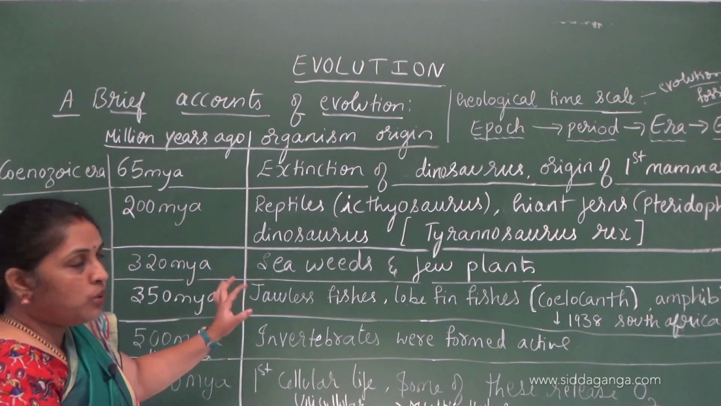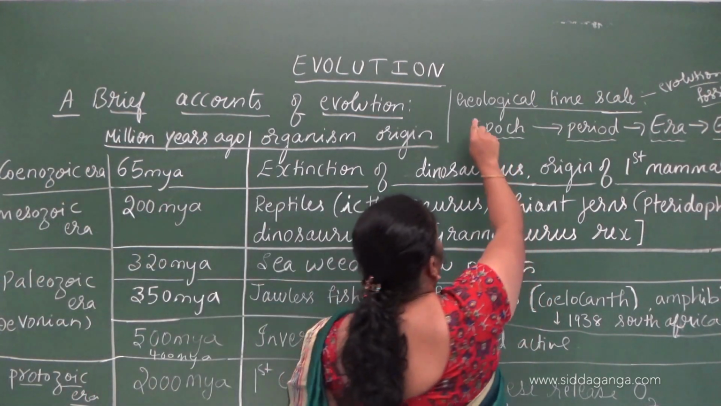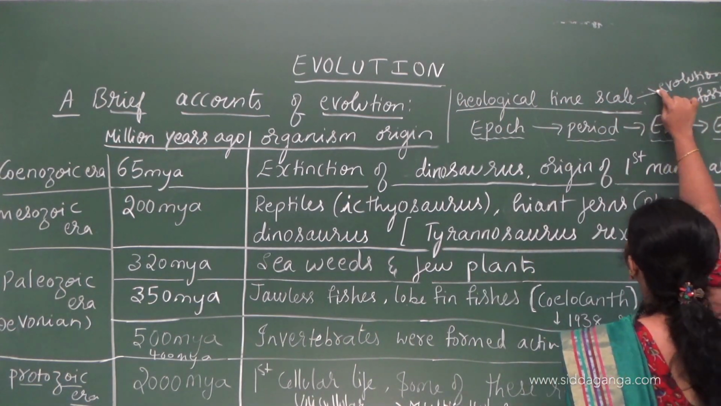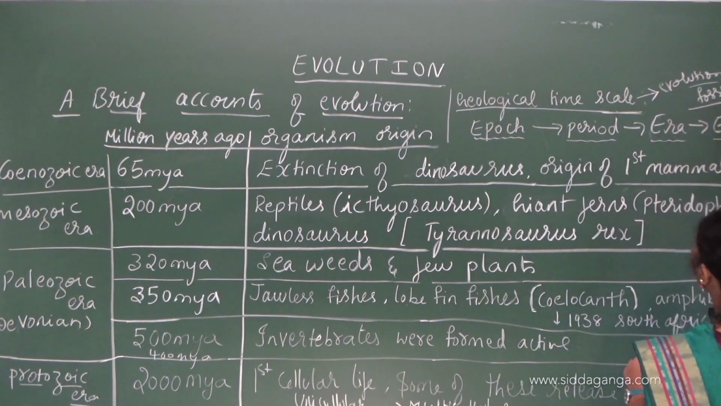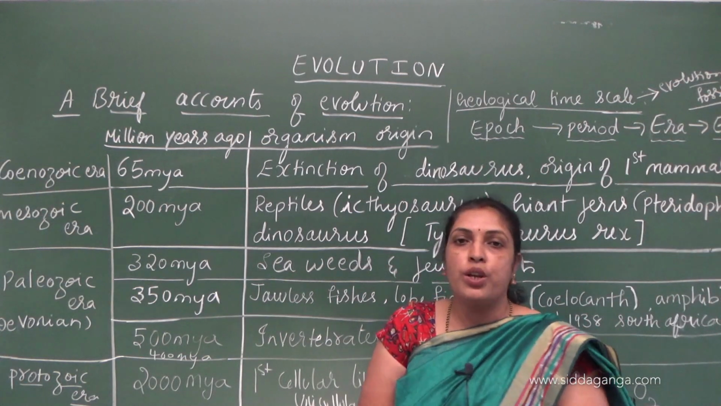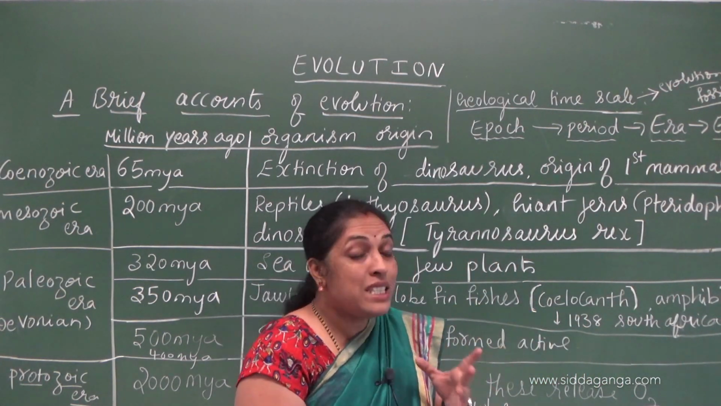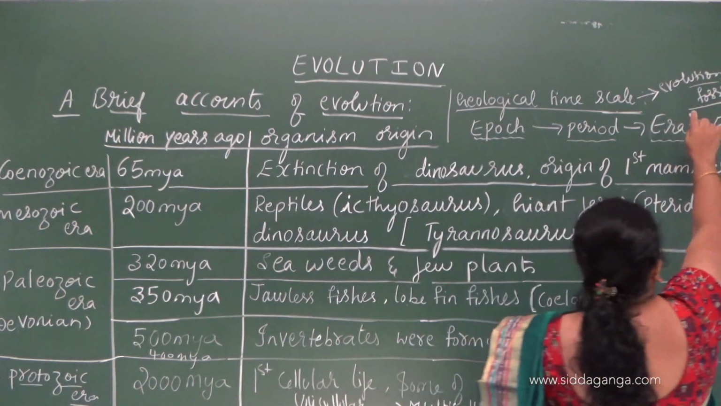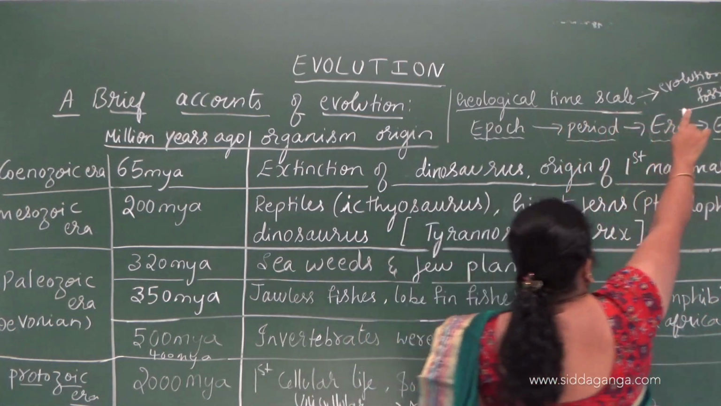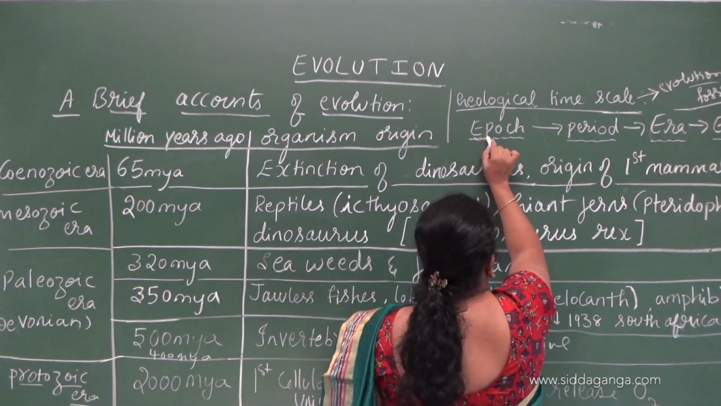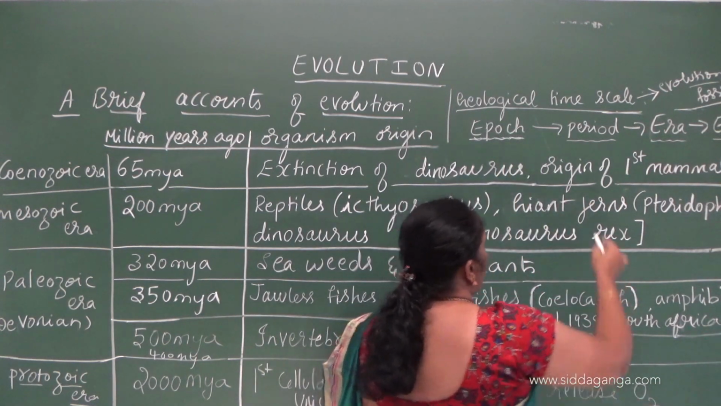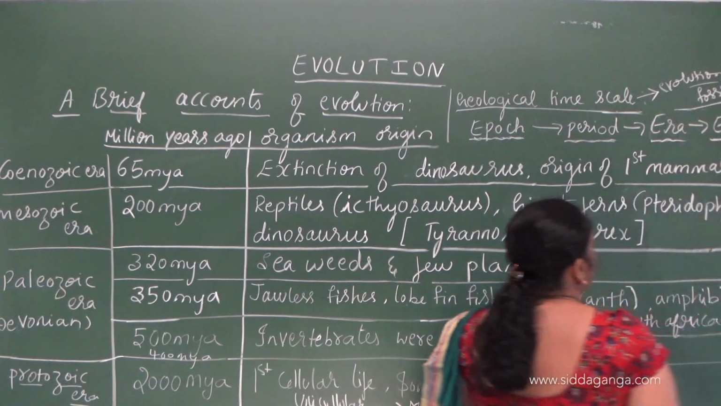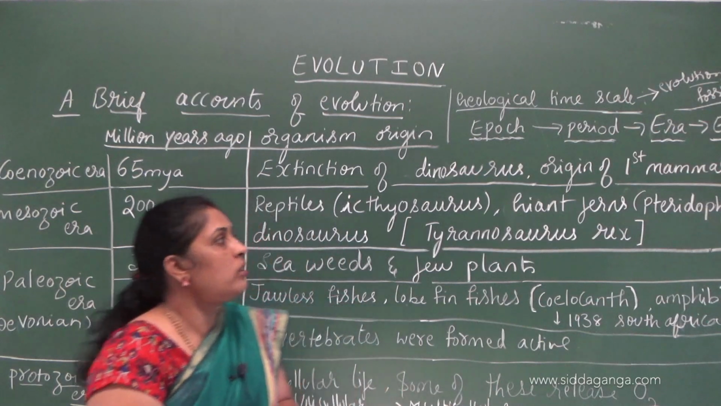So, before going to this, we'll learn about the geological time scale. The geological time scale is the study of the history of evolution based on the study of fossils. It is divided into different periods of time. The epoch is the smallest unit in the geological time scale. Next is period, the next is era, and the largest one is eon. Understood?